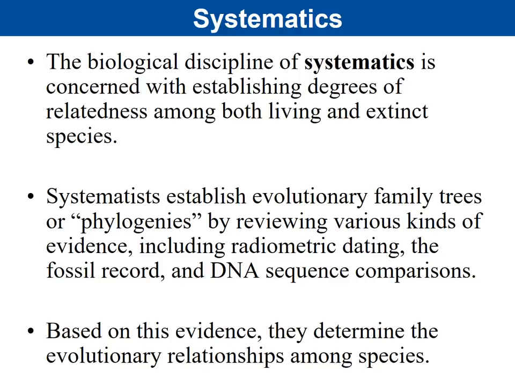So the biological discipline of systematics is concerned with establishing degrees of relatedness among both living and extinct species. Systematics establishes evolutionary family trees, or what we call phylogenies, by reviewing various kinds of evidence, including radiometric dating. So remember, a way to basically figure out the age of a fossil, the fossil record, and also DNA sequence comparison. And so based on this evidence, they can then determine the evolutionary relationships among species. Now, this group of biology is constantly changing, and it's being reworked all the time as we get more and more information.